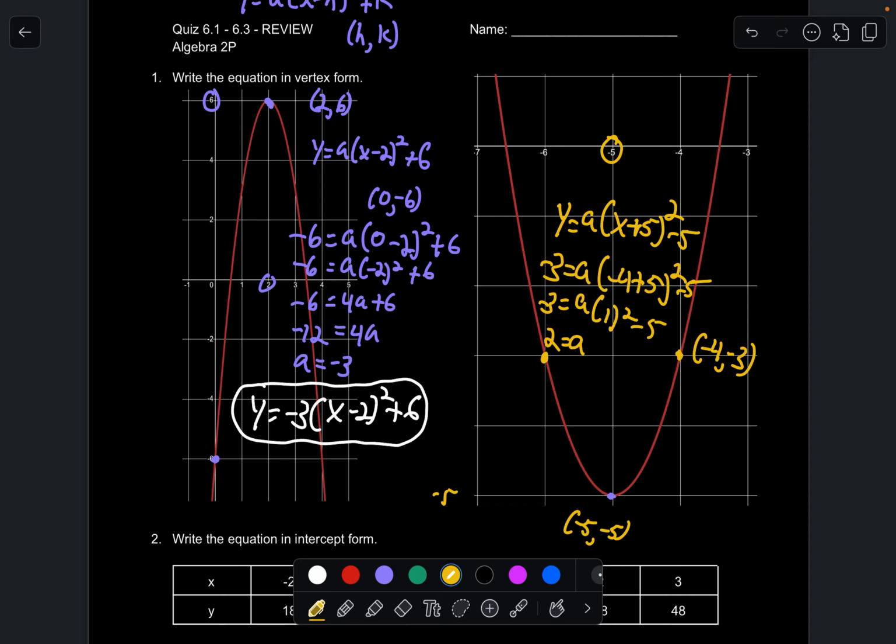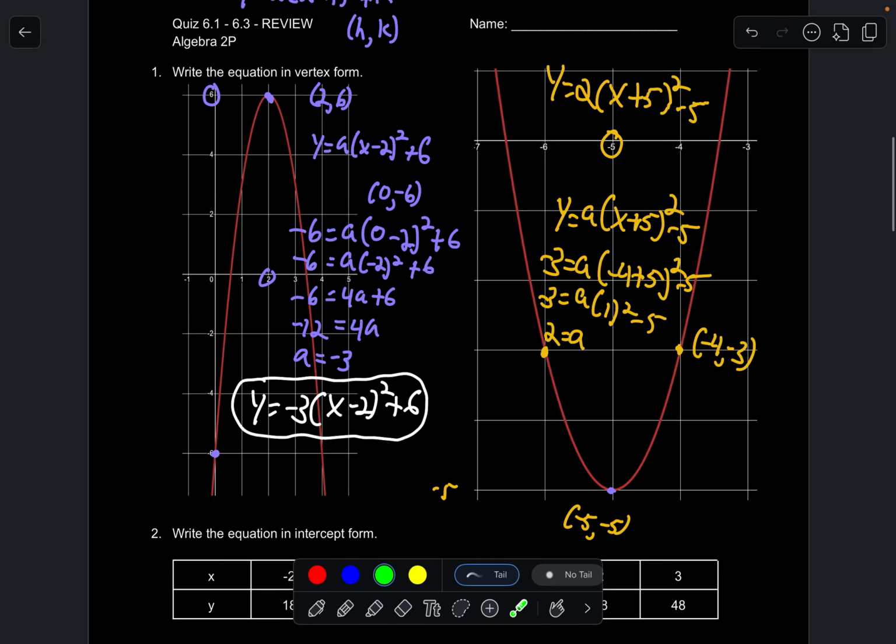And then you can write the full-on equation in vertex form. Y equals 2, parentheses, x plus 5 squared minus 5. And you can kind of see that because, remember, if we go over 1, 1 squared is 1, and we should go up a. This is a, and that's 2. So a is 2. You could have gone it that way also.